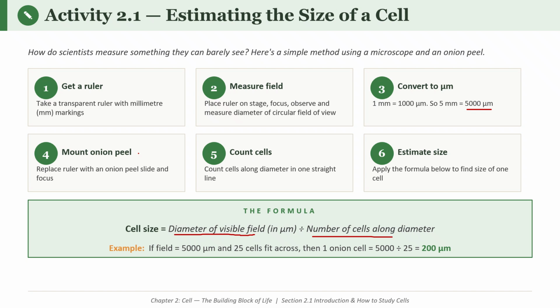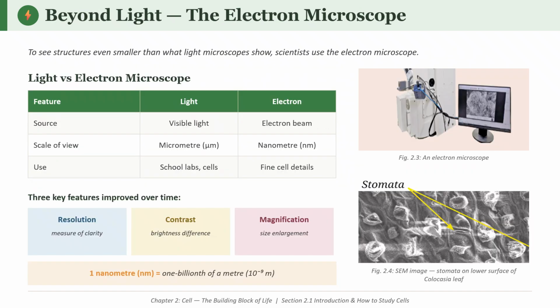That is one onion cell. Yes, like this we can measure the total visible area and divide it by the number of cells. So this will give the estimate of the size of one cell, children. This method is very useful because it helps us to understand the microscopic measurements clearly. Yes, let's move on to the next slide.